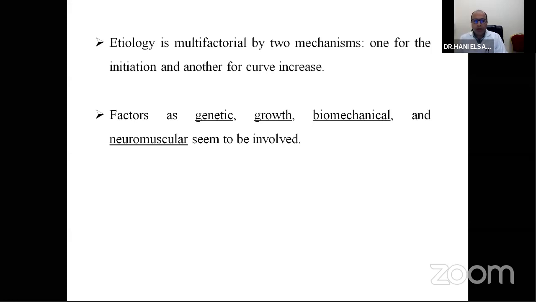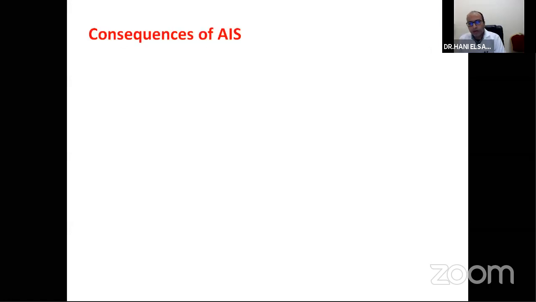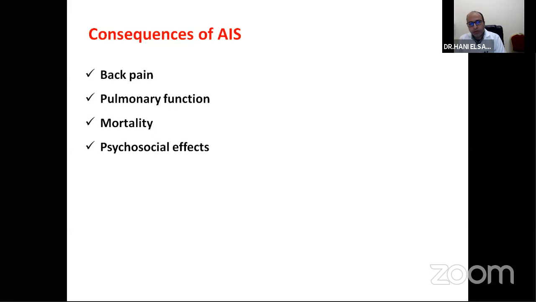Etiology is multifactorial, with two mechanisms, one for the initiation and another for the curve progression. Factors such as genetic, growth, biomechanical, and neuromuscular seem to be involved in the etiology of AIS. What about the consequences? Of course, it may lead to back pain, may affect the pulmonary function in severe cases, which may lead to mortality, and psychological effects from the deformed spine and the curve progression.